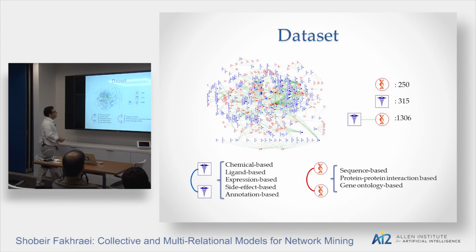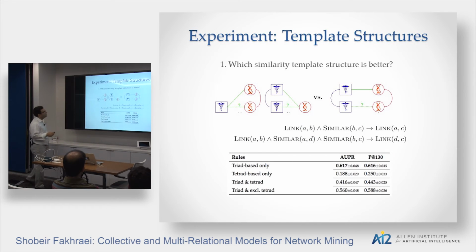And we tried it on the DrugBank data set, with 5 different similarities between drugs, which we extracted based on different forms, and 3 different similarities between targets. The first question is, which one of these templates for capturing the similarity between links is more effective? For this experiment, and also for the other data sets that we did, the triad-based results are better. Perhaps it's because one side of it is restricted, and it's closer to the evidence.